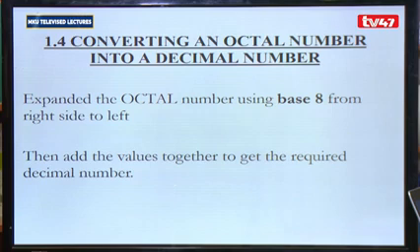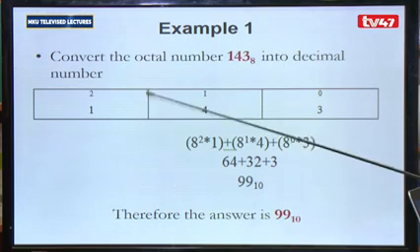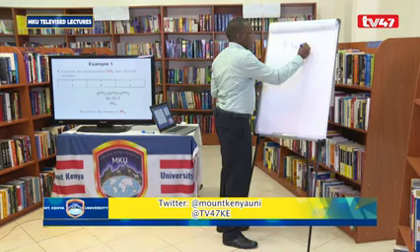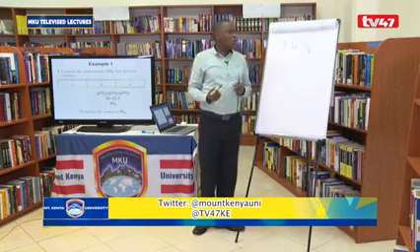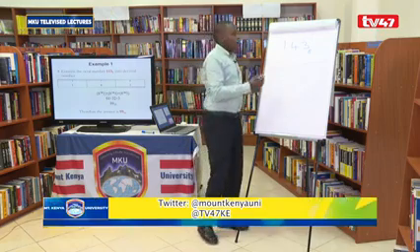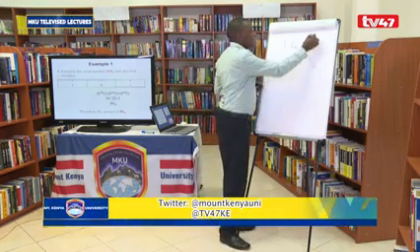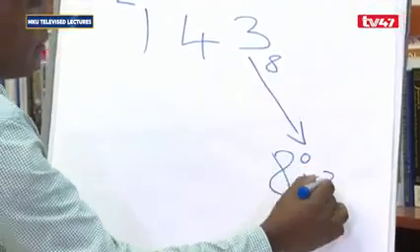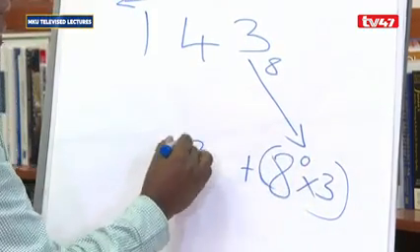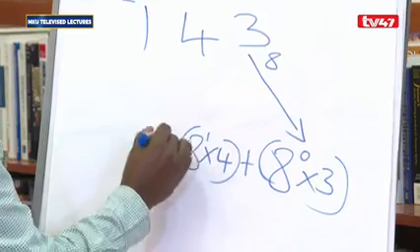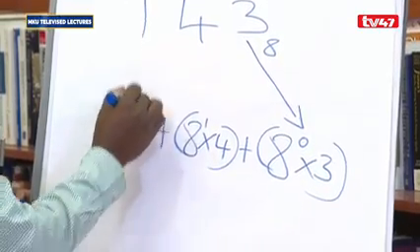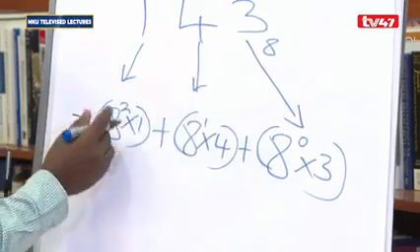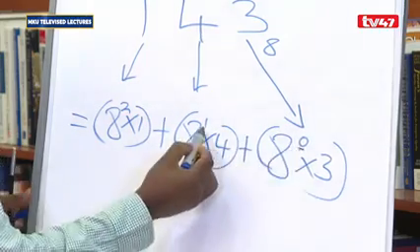of that nature. So we want to convert the number 143, which is an octal, 143 base 8. We want to convert it into decimal. You have said you expand using base 8 from the right side towards the left. So this one will be 8 to the power 0 times 3 plus 8 to the power 1 times 4 plus 8 to the power 2 times this one. So as you move towards this head, you pre-multiply as the powers increase from 0, 1, 2.